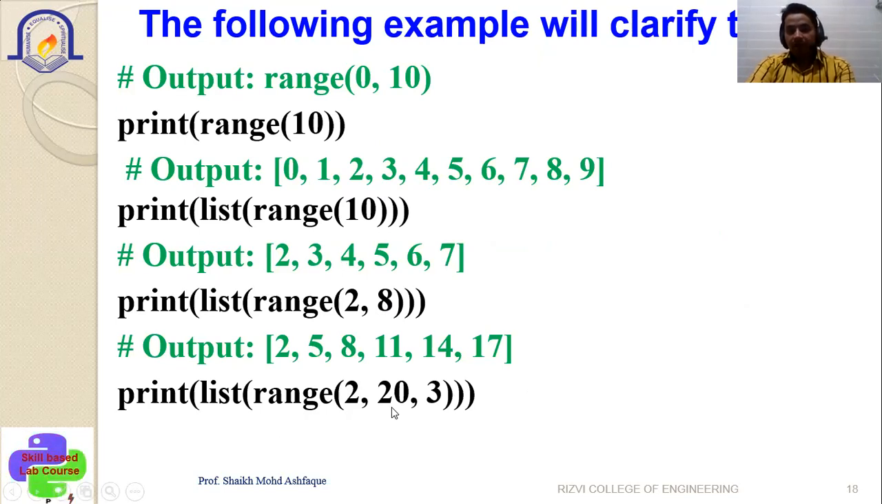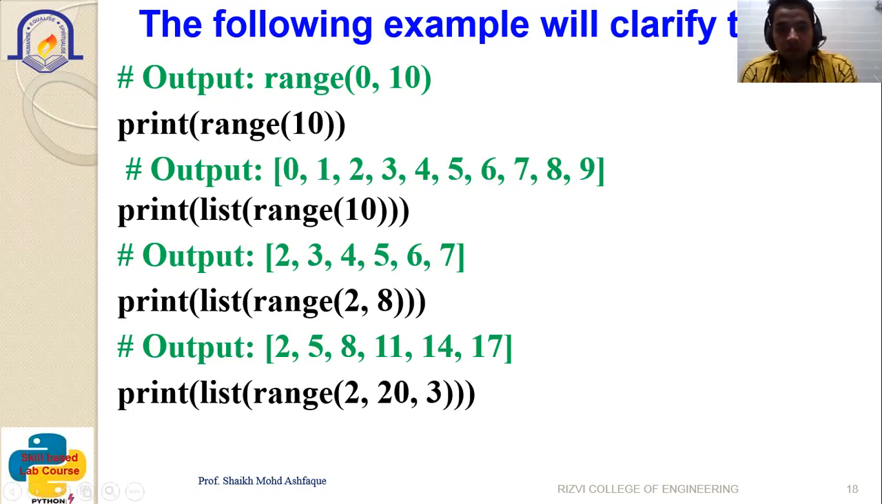Suppose you have written range 2 to 20, where the start limit is 2, the stop limit is 20, and the increment is 3. So it will go from 2 to 19, whatever numbers come under that category, and the increment is 3. So 2, then 2 plus 3 is 5, 5 plus 3 is 8, 8 plus 3 is 11, 11 plus 3 is 14, 14 plus 3 is 17. In this way it will go by using the range function.